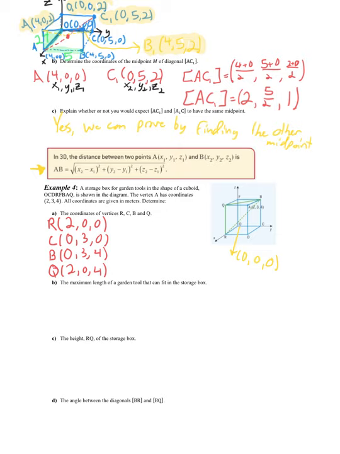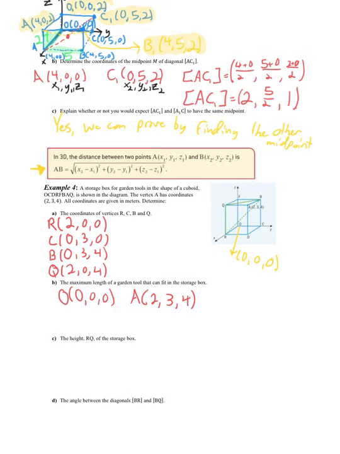All right. So this is a box that's going to be storing our tools. So we need to find the maximum length of a tool that can fit inside the storage box. So that's going to be a line that goes from like either R to B or O to A. It would be one of those. So for example, if we did from point O, that's 0, 0, 0, to point A, that's 2, 3, 4, that'd probably be the easiest one to do, because then you're just going to do 2 minus 0 squared.